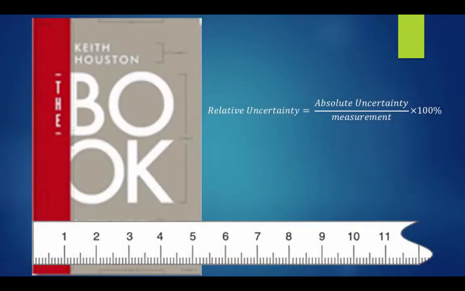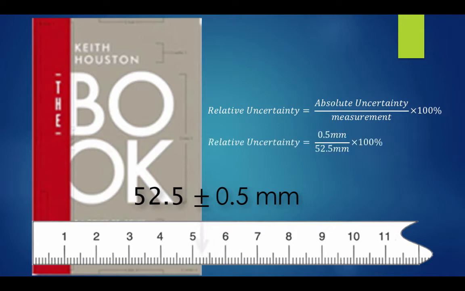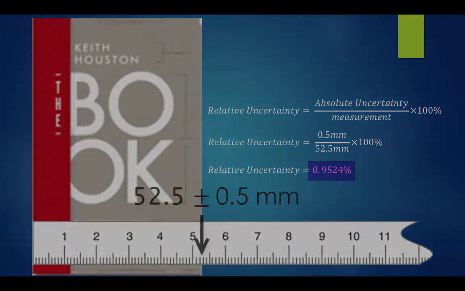Using our book cover, for example, from last lesson, we measured the book to be 5.25 centimeters plus or minus 0.05 centimeters, or 52.5 millimeters plus or minus 0.5 millimeters. The relative uncertainty would then be 0.5 millimeters divided by 52.5 millimeters times 100%, which gives us a relative uncertainty of 0.9524%, or roughly 1%, which is well within the 5% for a quality measurement.